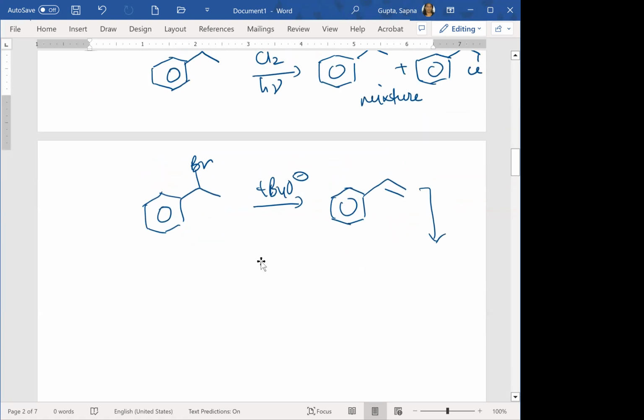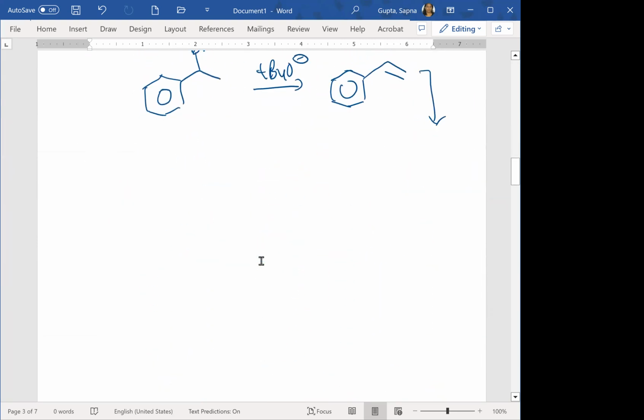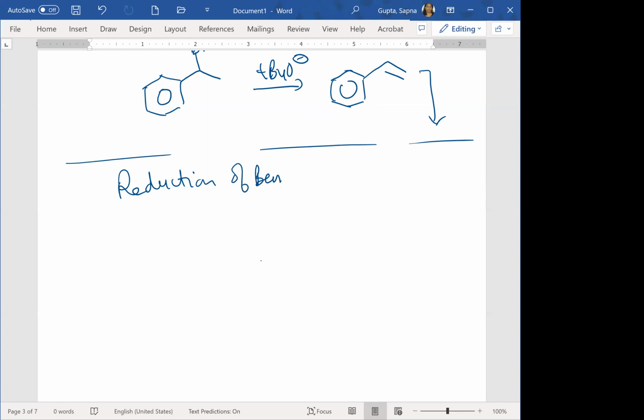So anyhow, that's the side reactions for benzene. I want to do a couple more reactions, and one of them is reduction on the benzene ring. I've been saying until now, oh, benzene doesn't reduce, but it can in very strenuous conditions.